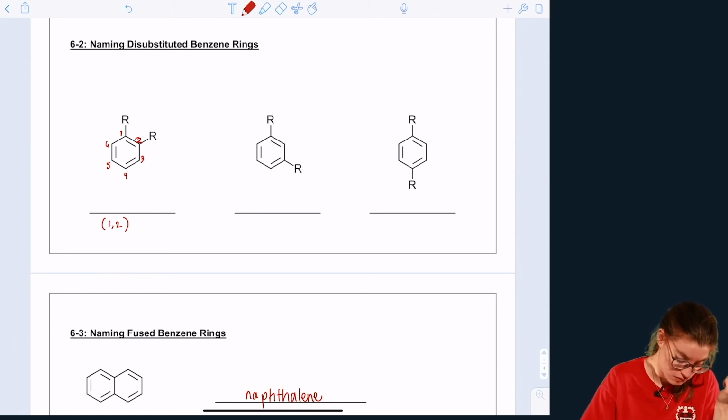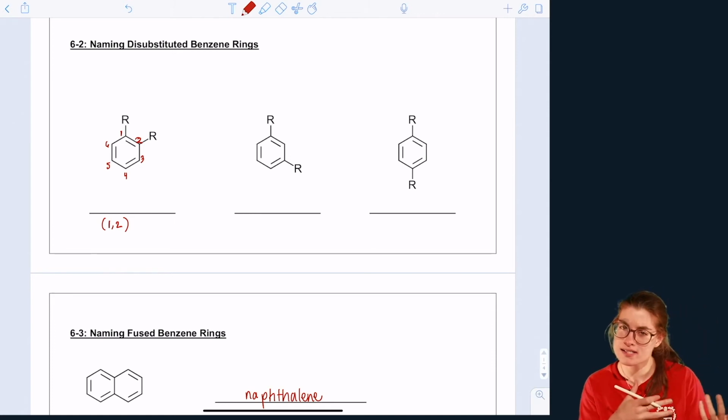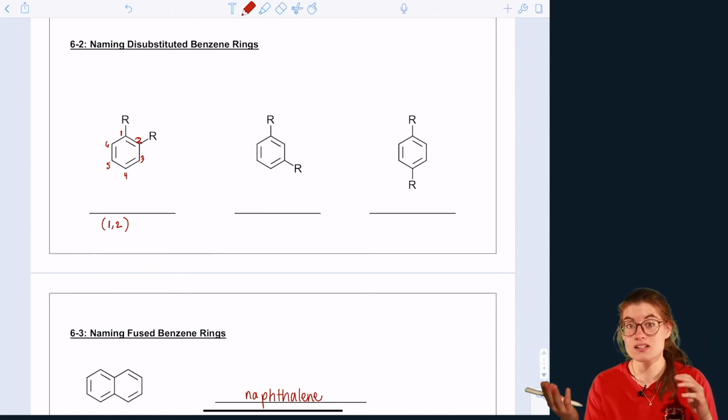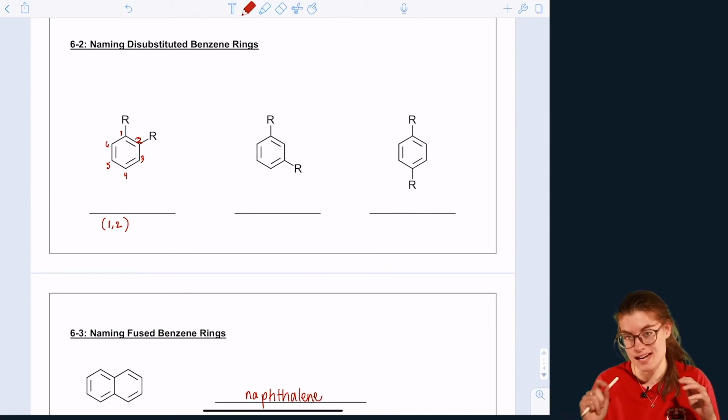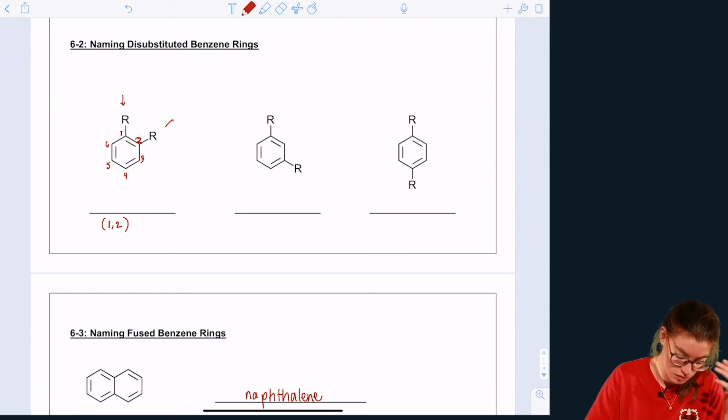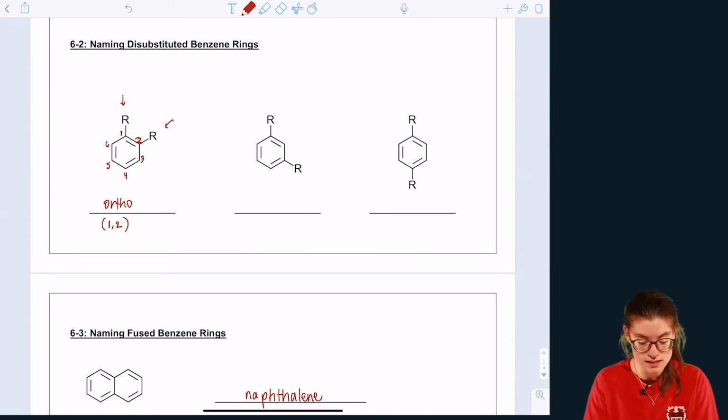So, for example, if you've got 2 substituents and one is on number 1 and the other substituent is right next to it, in other words, it's on the second carbon like we have here, we would call this relationship ortho. Okay, so we would call this benzene ring ortho-substituted.